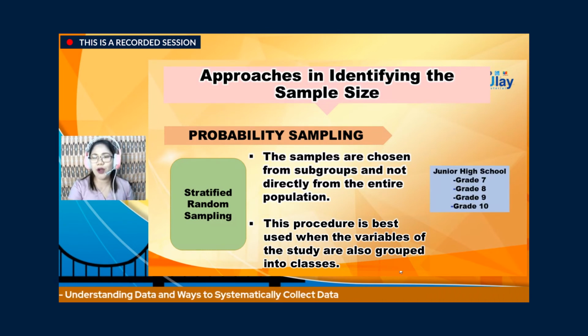Let's take this as an example. Gusto natin i-join ang junior high school sa research natin. So, gumawa tayo ngayon ng subgroups: grade 7, grade 8, grade 9, up to grade 10. And then sa grade 7 na yan, they have common characteristics na sa tingin natin hindi masyadong makikita doon sa mga grade 10. So, kaya ginagamit minsan ang stratified random sampling.